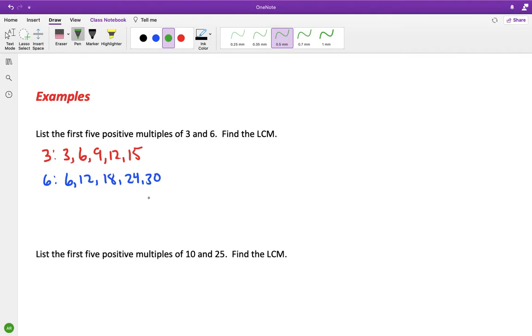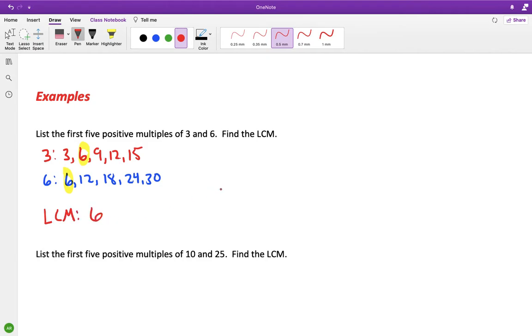So now I want to find the least common multiple. So now what I'm looking for is the smallest number that appears in both of those lists. So 3 does not appear on the bottom list. However, 6 appears on both. So at this point, I could go ahead and say my LCM, or my least common multiple, is indeed 6.